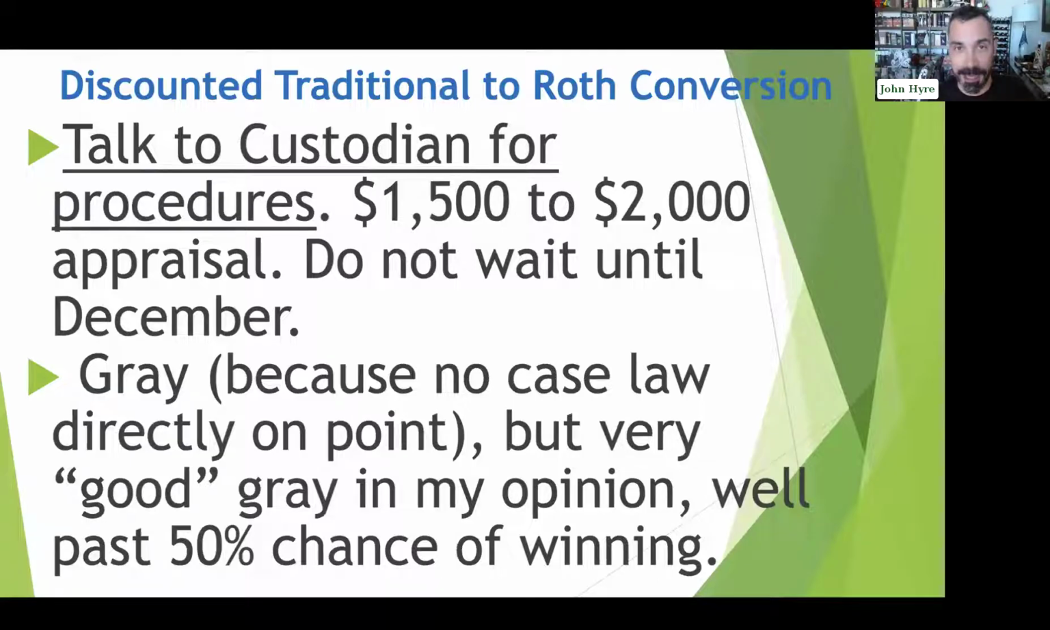Talk to your custodian ahead of time. See if they'll even allow this. Most self-directed custodians do allow it. Most of them have procedures. You want to know the procedures ahead of time. So ask your custodian, do you allow conversions? And most of them, once you explain what it means, usually they know what it means, a discounted conversion from traditional to Roth. And I'll give you the basis of explanation.